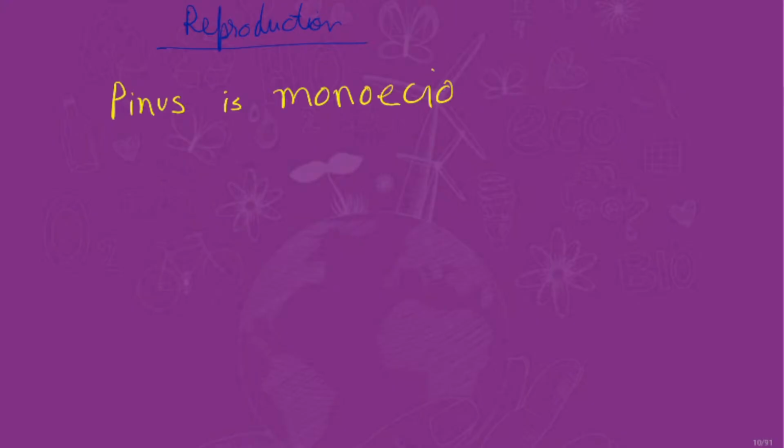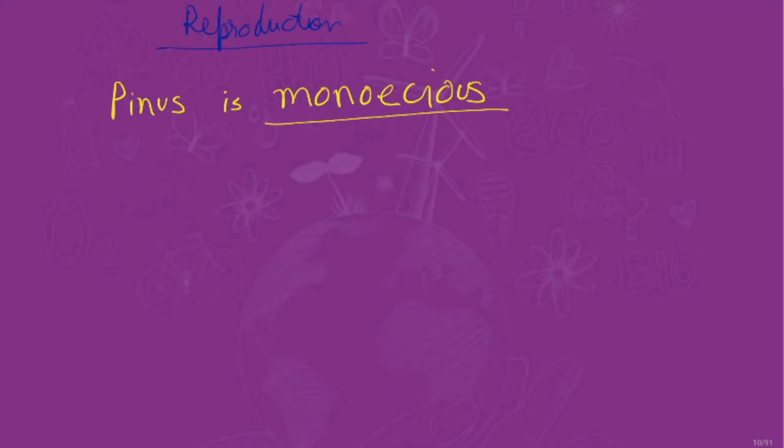Reproduction of Pinus. Pinus is monoecious, but the male and female cones are borne on separate branches. The male cones arise on the lower and the female cones on the upper branches.